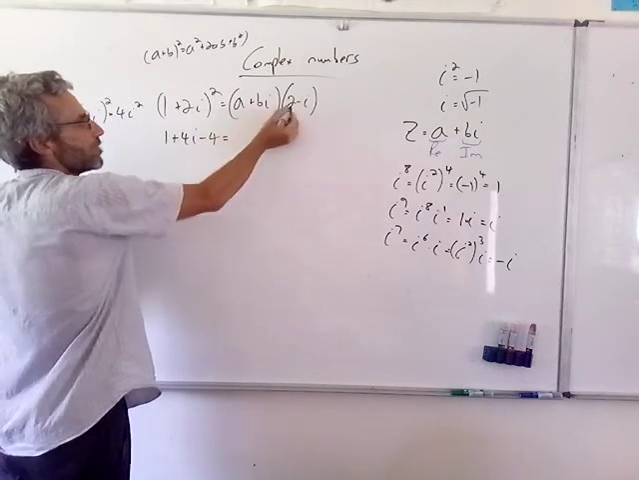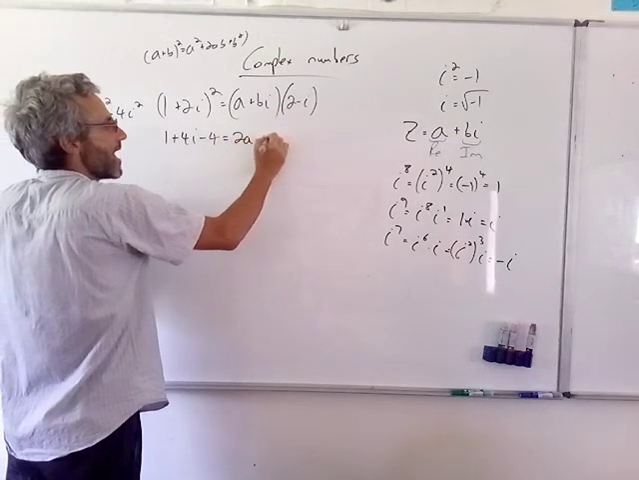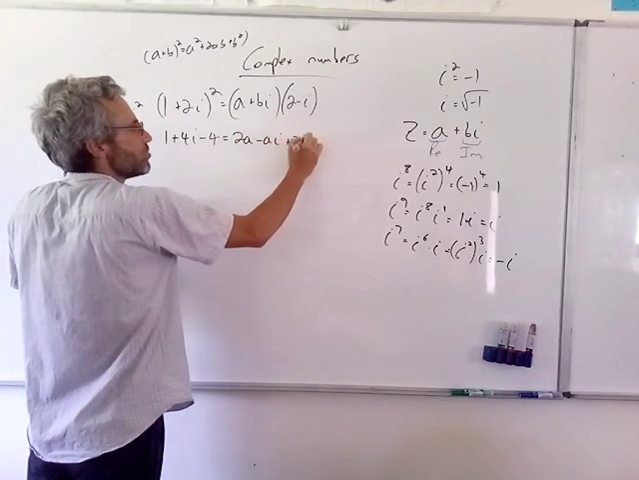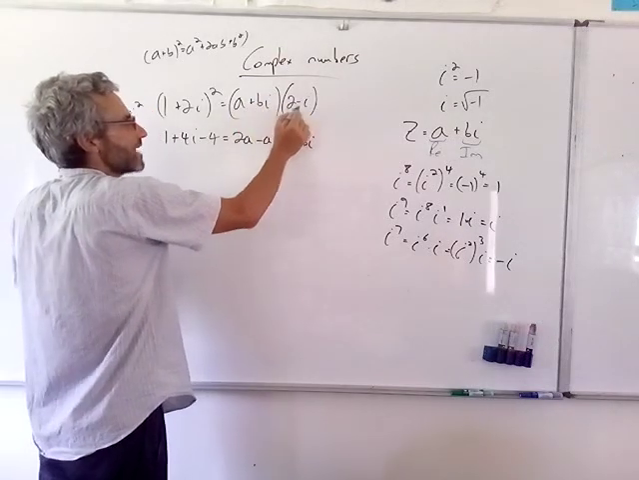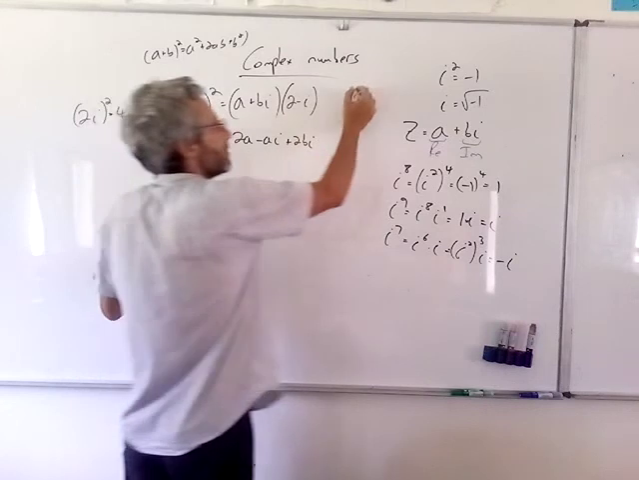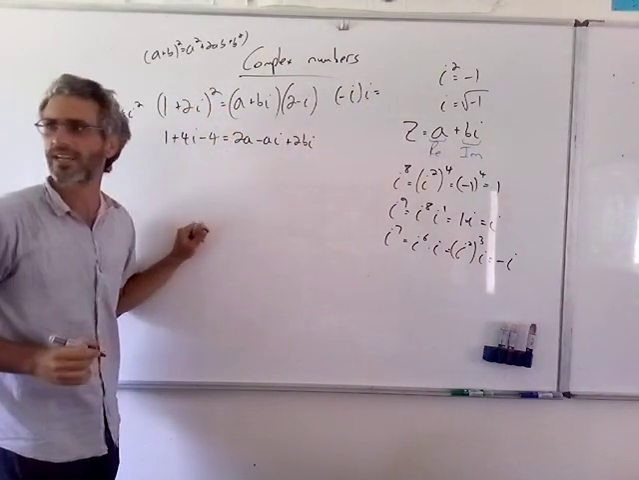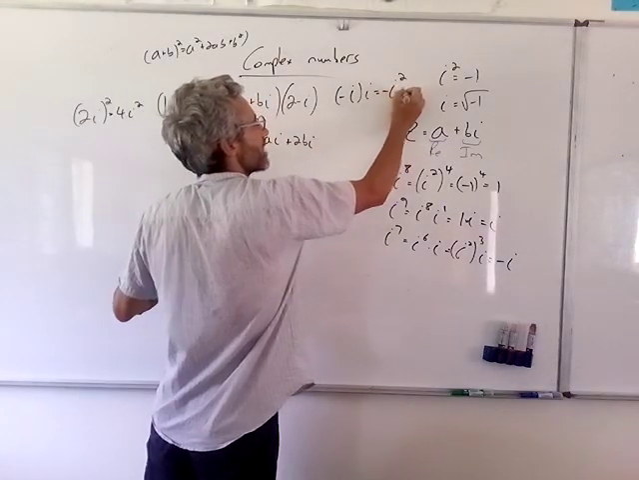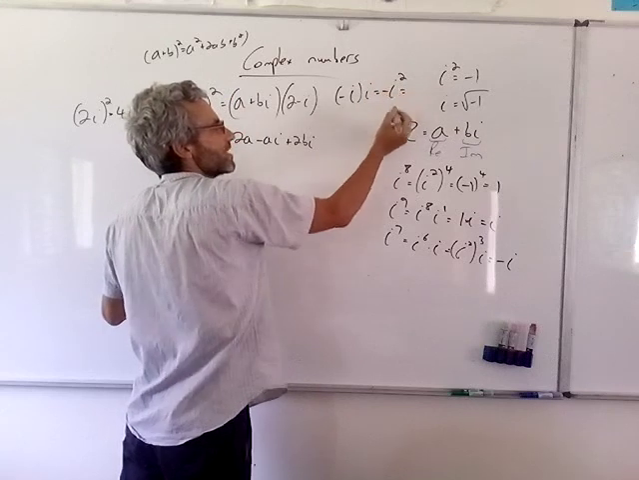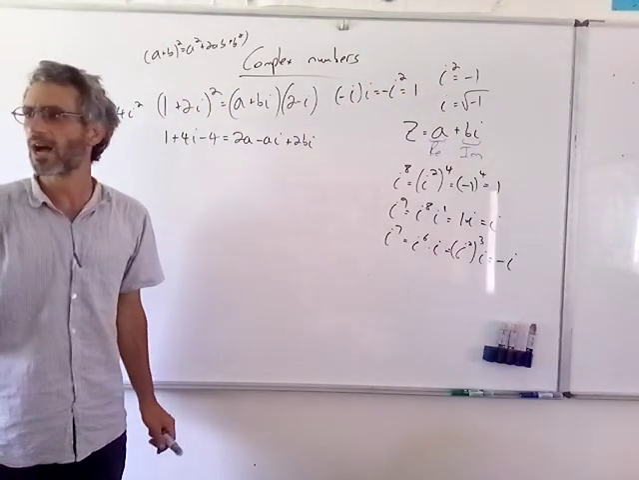Now, I'm just doing normal foiling, so it's 2a minus ai plus 2bi. Okay, now I've got b times bi times minus i. What is minus i times i? That's a really important one. I had it on my board last time. What is minus i times i? It is minus i squared, and I know what i squared is, so what is minus i squared? 1. That's an important one to remember. Minus i times i is 1.